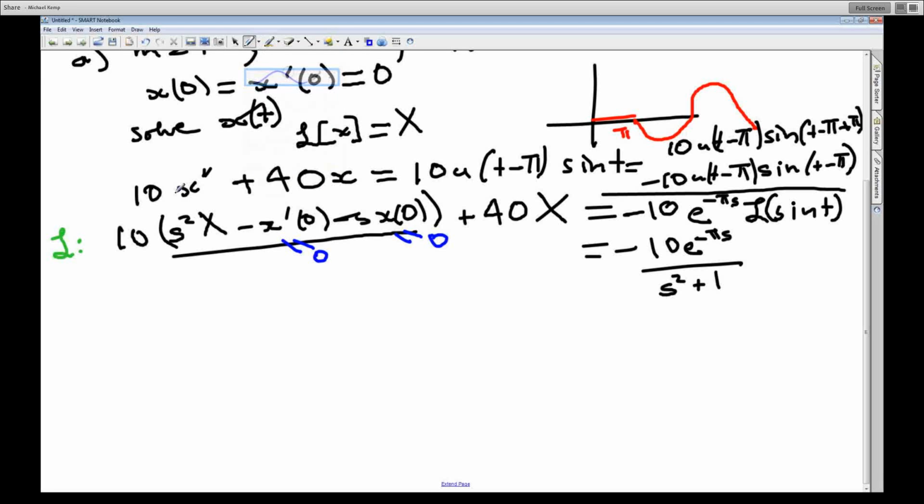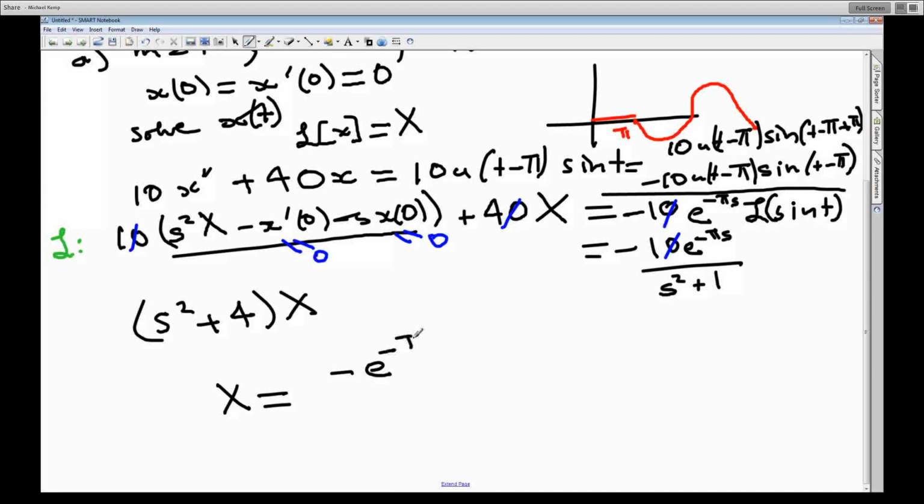What else can we do? We can divide everything by 10, that makes things look a bit easier. So on this side, you end up getting s squared plus 4 outside of X is equal to this side here. And so therefore X must be equal to minus pi s over s squared plus 4 times s squared plus 1.